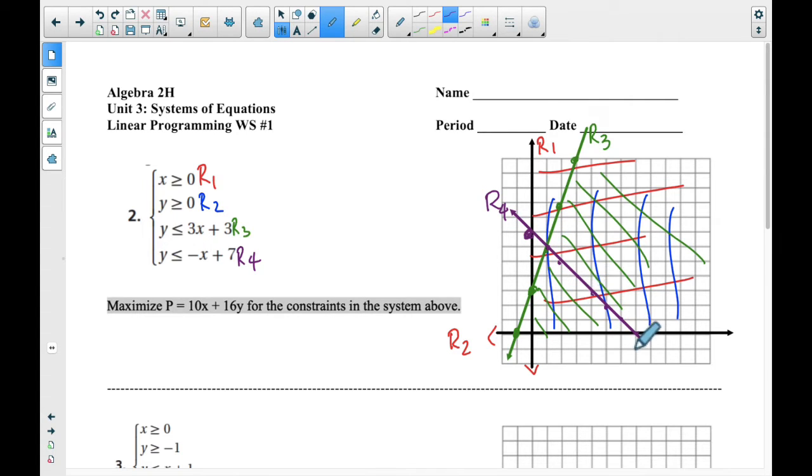Last one, R4, is going to start at 7, and then it goes down 1, right 1, down 1, right 1, down 1, right 1. So there is my R4, and it says y is less than, and so that means I go below the line. So my shaded area is going to be this trapezoid here. This is going to be the area that's shaded.